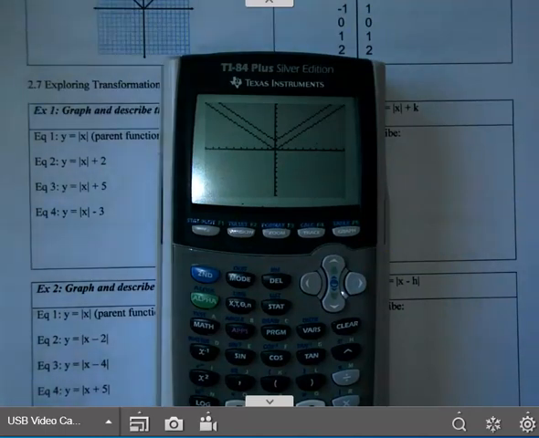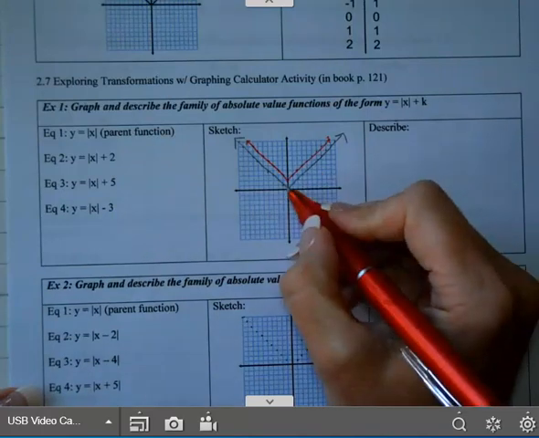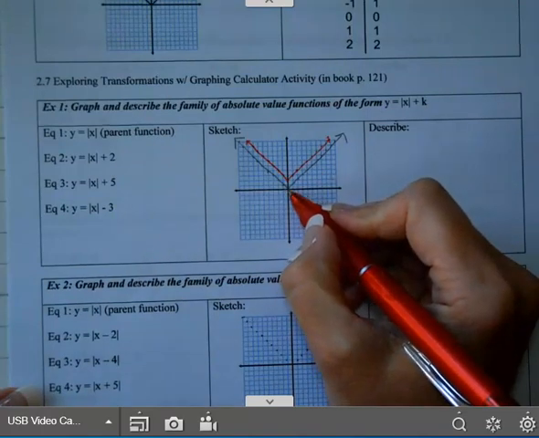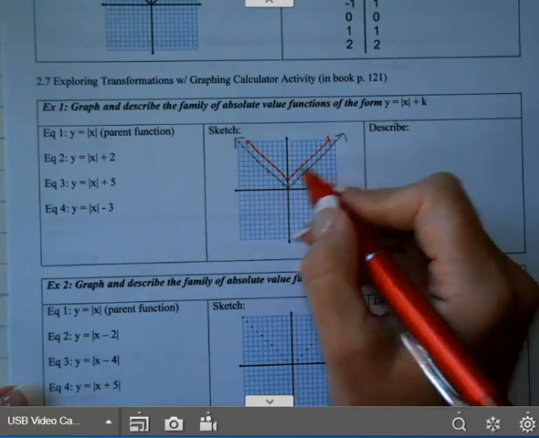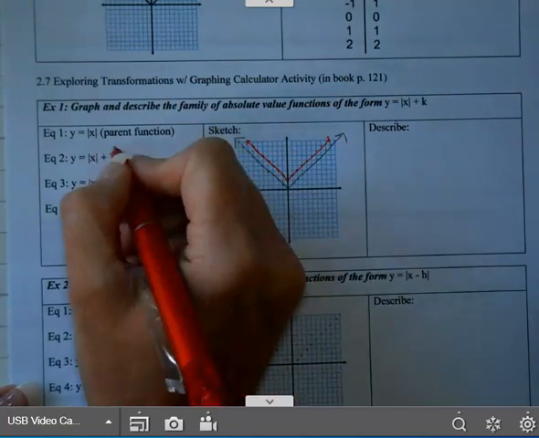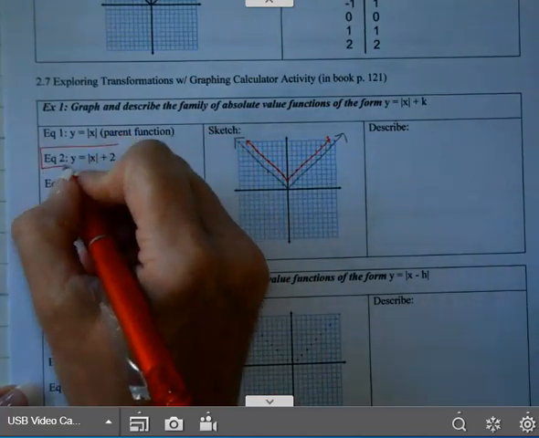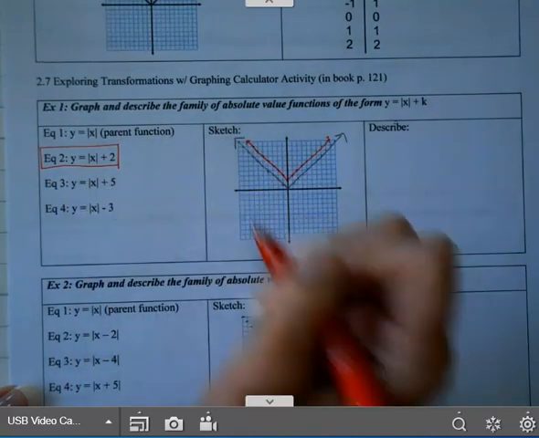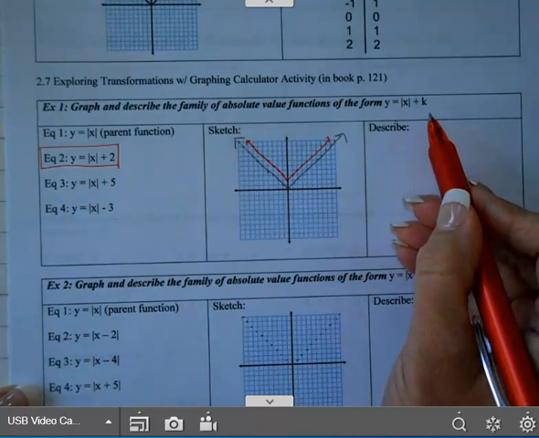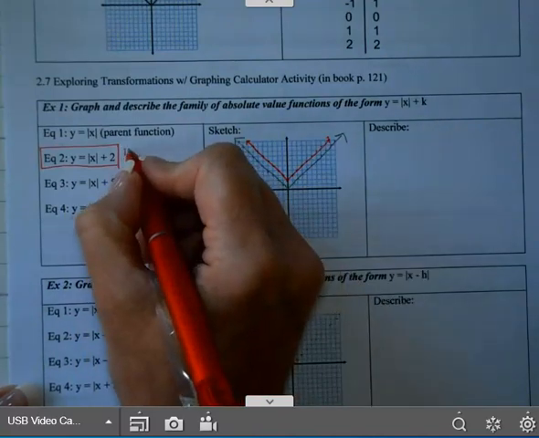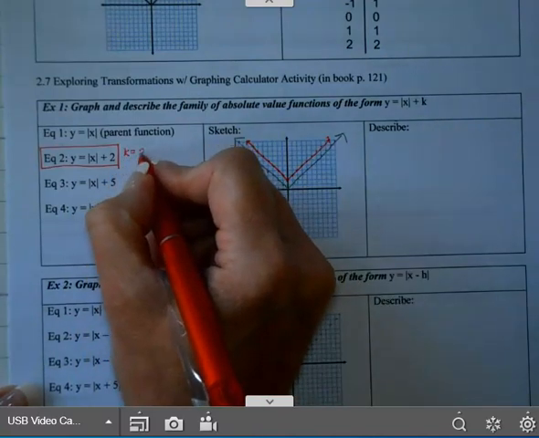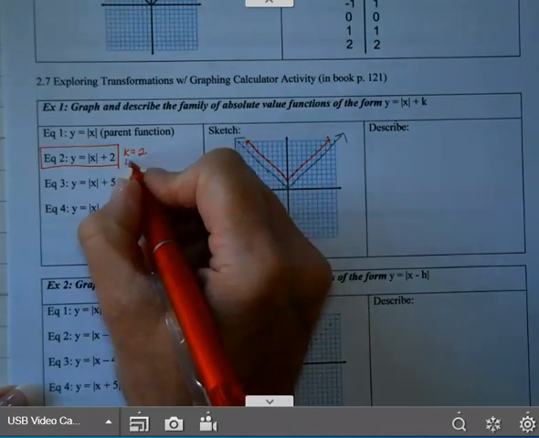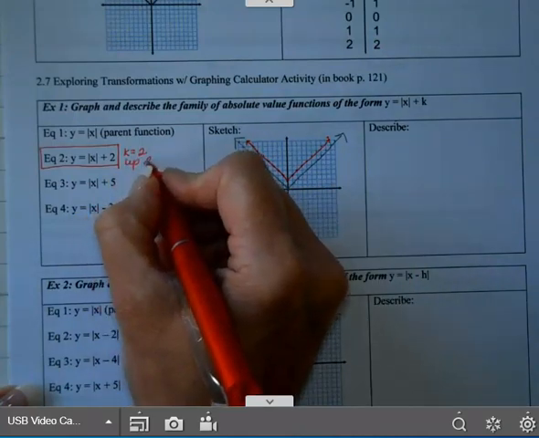Let's go ahead and graph that on our paper. So from my calculator, everything on the parent function moved up 2. So I'm going to go ahead and graph that in red on my paper. So I've got the plus k, so k is 2 in this case. And that made my graph go up 2 units.